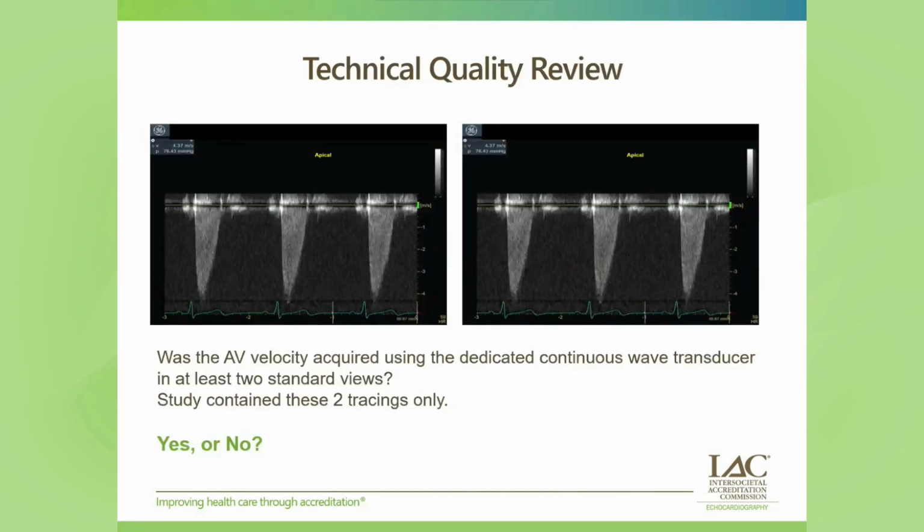This is another question that's likely to come through an IAC-accredited adult echo lab. And the QI tool, like I mentioned, has questions specific to evaluating adult echocardiograms that are showing aortic stenosis. So we have a study here that contained these 2 Doppler tracings alone, just these 2, with the non-imaging transducer. And I know it's hard to see the labels right here, but they are both obtained from the apical position.